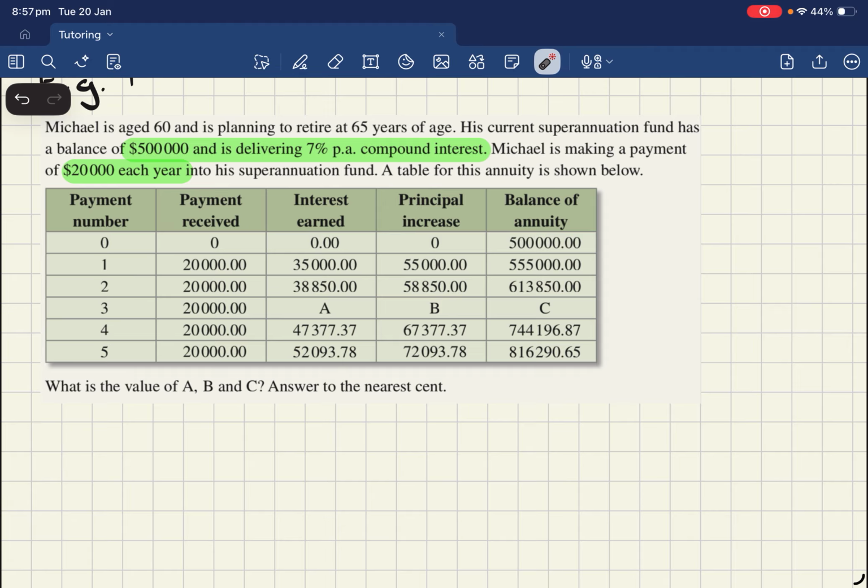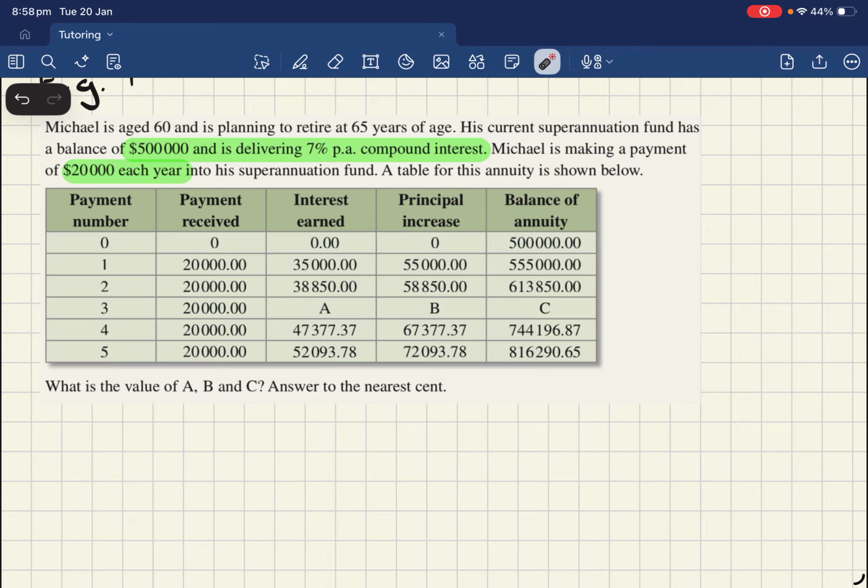In the same kind of way as the loans, we have our balance here. We make our payment and we have interest earned as well. So this is interest based on this value, okay? We have our interest charged on this previous amount, the 7%, and then we have our principal increase. So it's not a principal reduction like in the last video, it's going up. Instead of subtracting them, we are adding these two together to get our principal increase. And then at the end of the first payment, the balance on our annuity goes from $500,000 to $555,000.